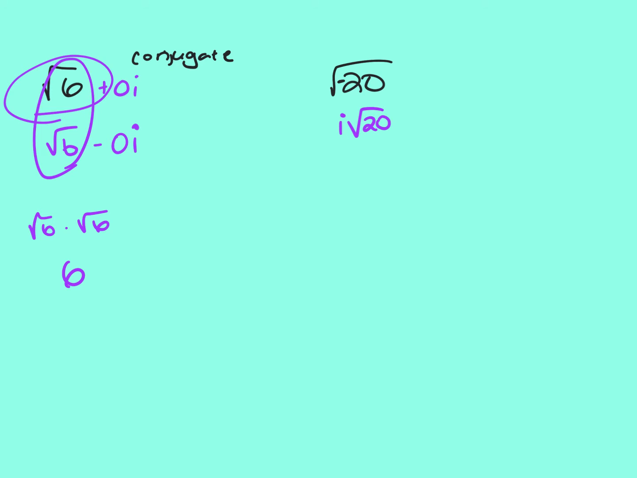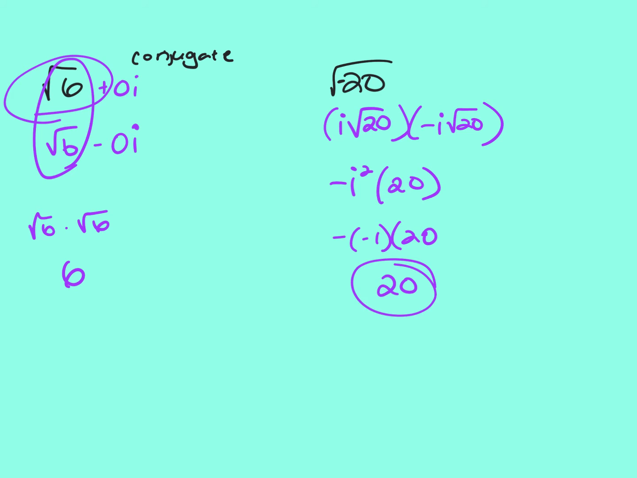And then you can simplify that first and then multiply by its conjugate, or you can multiply by its conjugate, which would be negative i square root 20. So then it's negative i squared times 20. Negative negative 1 times 20, which becomes positive 20.